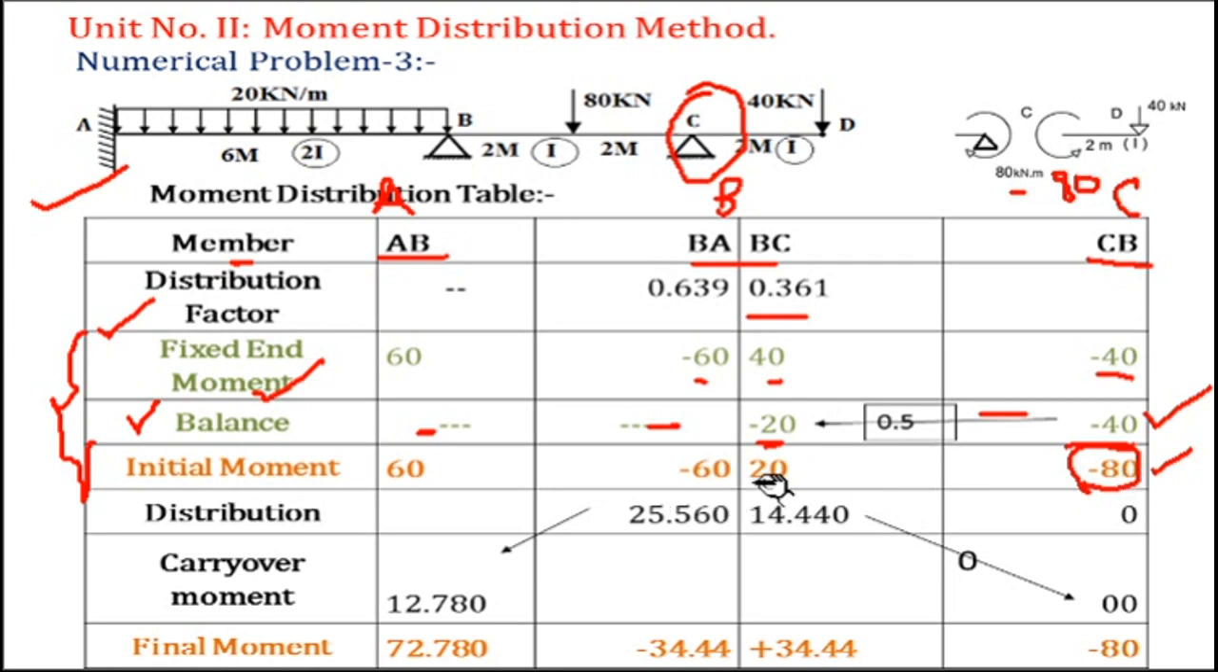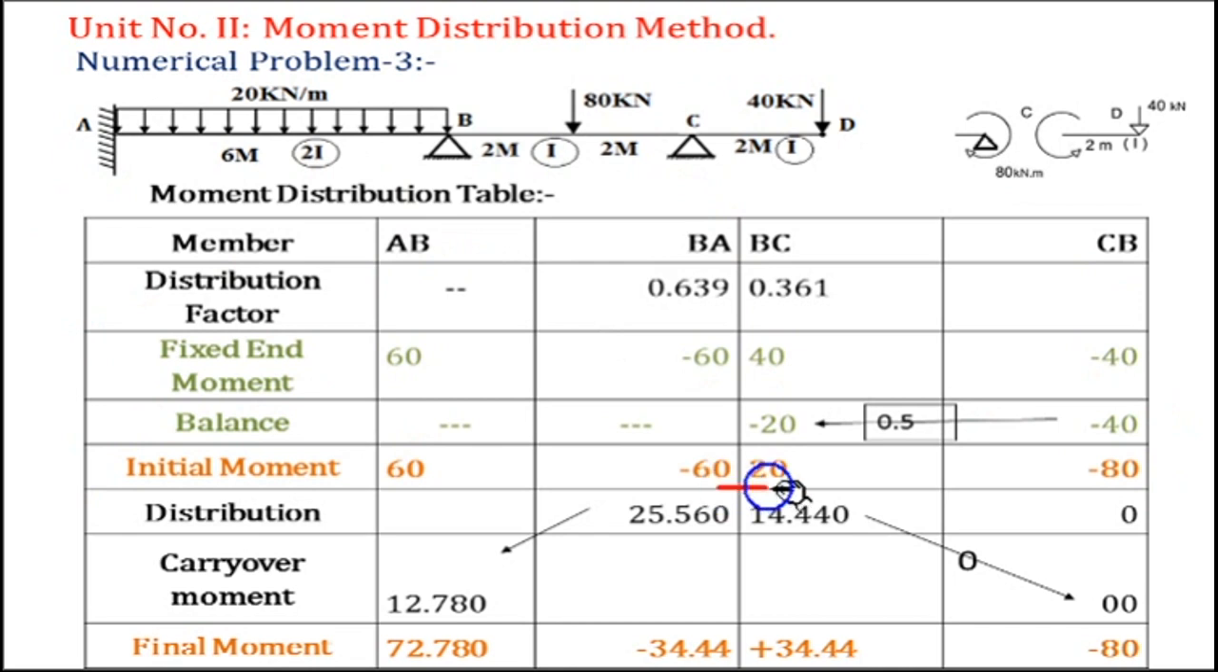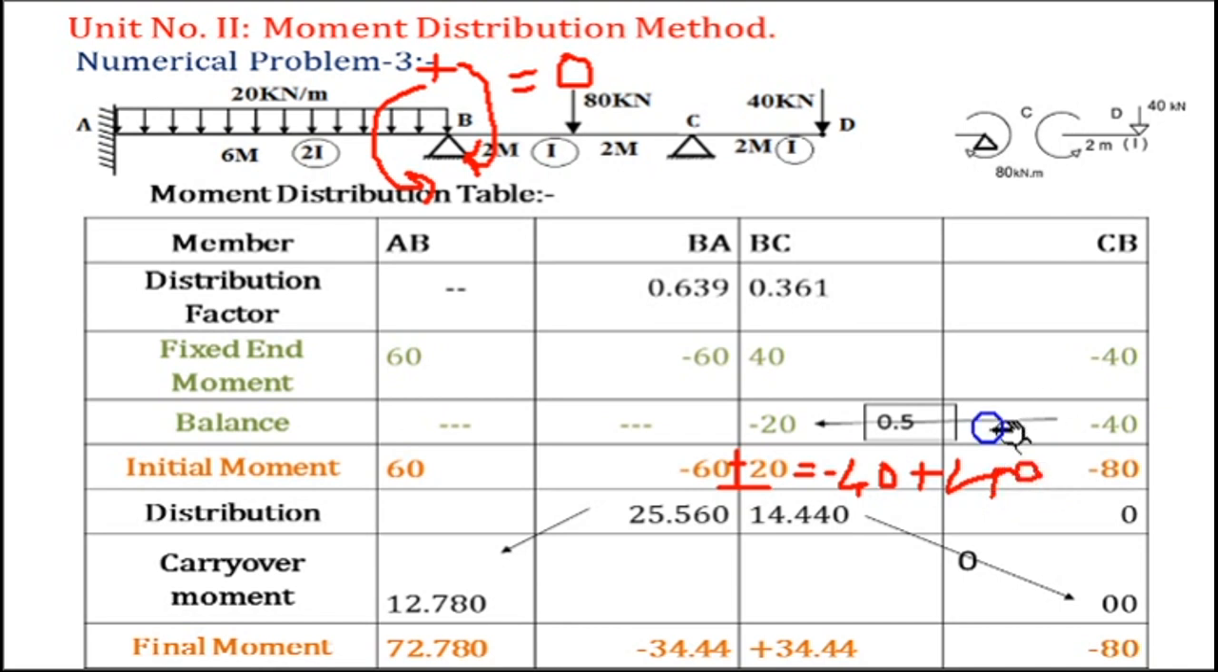Okay, now consider the internal joint. After finding the initial moment, consider internal joint B. Now at internal joint B, to maintain the equilibrium, whatever the moments about joint B, their addition should be equal to 0. So after adding this minus 60 plus 20, how much do we have? Minus 40. So that means you have to apply the correction of plus 40. So it will give you 0. So this correction you have to apply, plus 40.